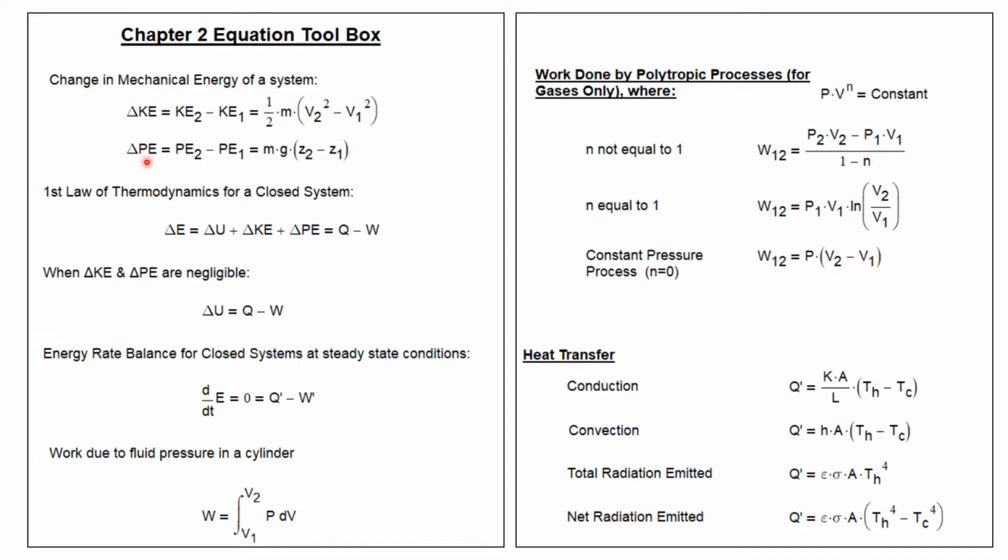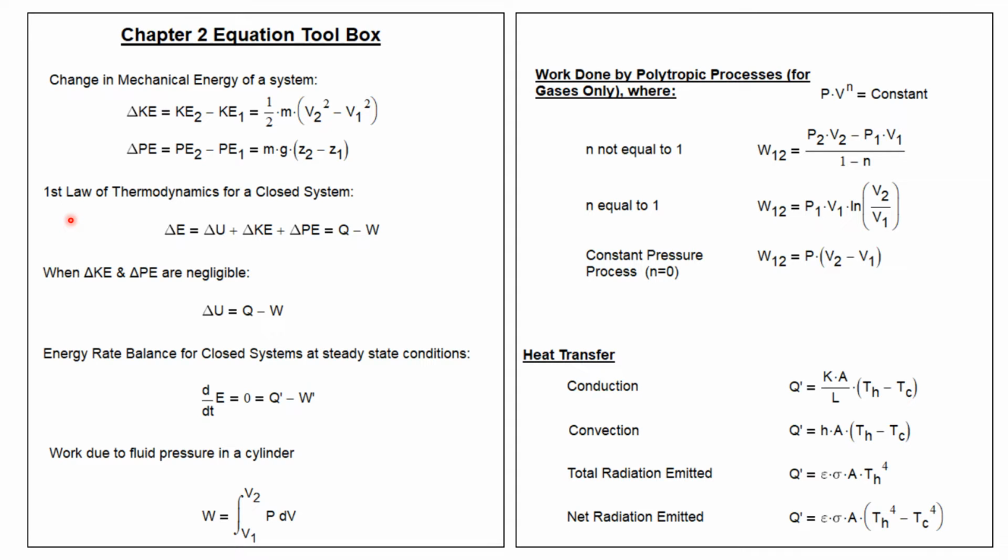Likewise, the change in potential energy during a process is just the potential energy at the end state minus the potential energy of the initial state. And that is equal to mass times the acceleration of gravity times Z2 minus Z1, where Z2 is the elevation above some datum at the end state and Z1 is the elevation above the same datum at the beginning state.